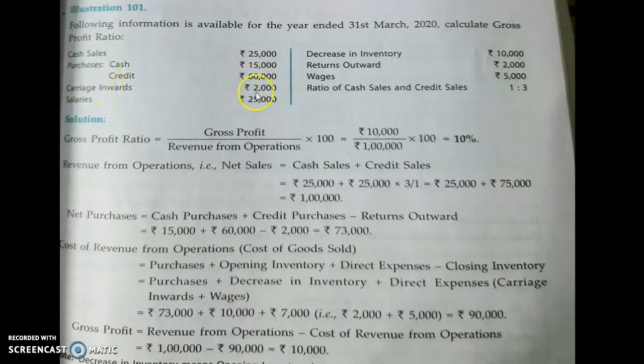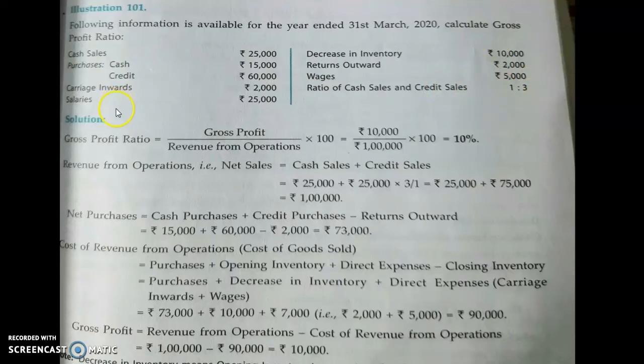Carriage inward is 2,000. Salaries is 25,000. Decrease in inventory is 10,000 and return outward is 2,000. Wages is 5,000. One more piece of information is given, that the ratio of cash sales and credit sales is 1:3. That means if cash sale is 1, credit sale is 3 times.